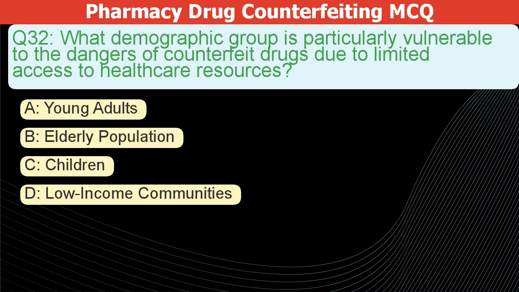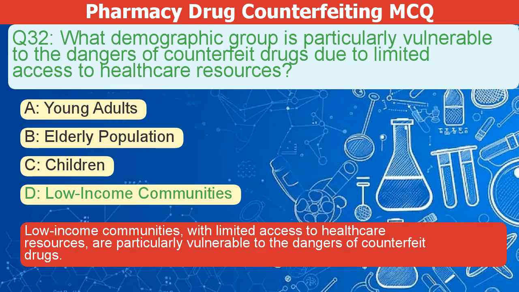What demographic group is particularly vulnerable to counterfeit drugs due to limited healthcare access? A. Young adults. B. Elderly population. C. Children. D. Low-income communities. The correct answer is D. Low-income communities, with limited access to healthcare resources, are particularly vulnerable to the dangers of counterfeit drugs.